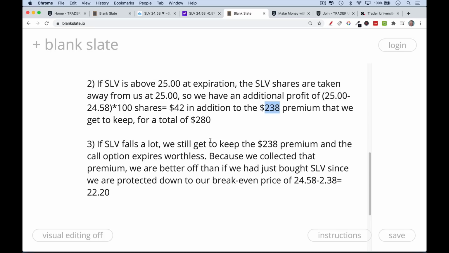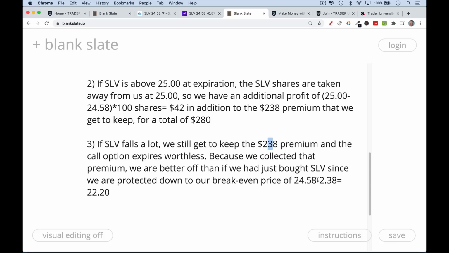Now, what happens if SLV falls a lot? Well, if SLV falls a lot, we'll be no worse off than we would have been if we had just bought SLV. And that is simply because if SLV still closes below 25, we're still going to get to keep that $238 premium. The call option will expire worthless. But because we collected this premium up front, you can think of it as sort of cushioning the fall.